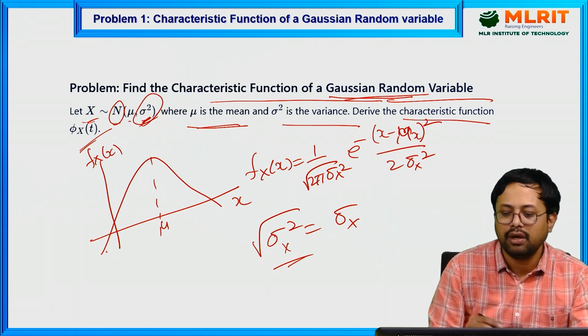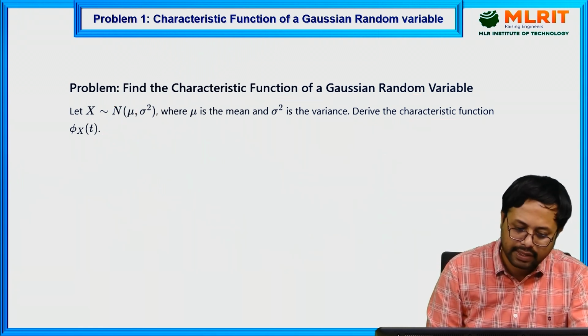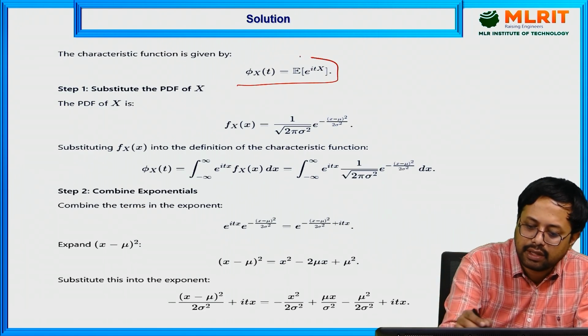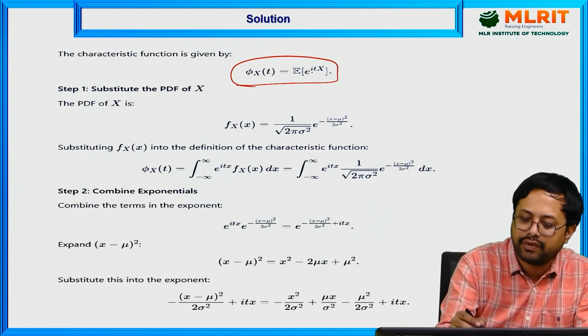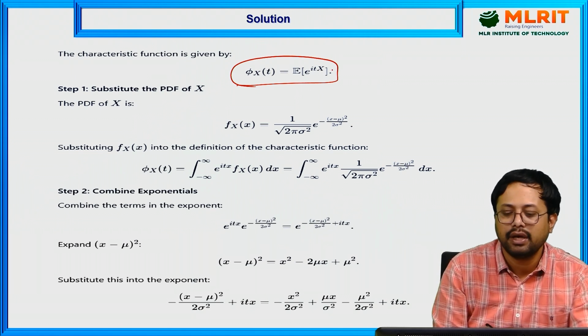A normal or Gaussian random variable depends upon its mean and variance. Now we'll discuss the problem related to this. We have the characteristic function, which may be written with i or j. The definition is the expectation of e power itX, where capital X is a random variable.